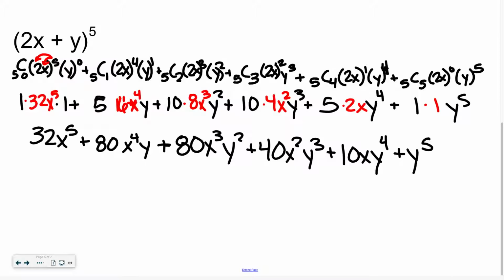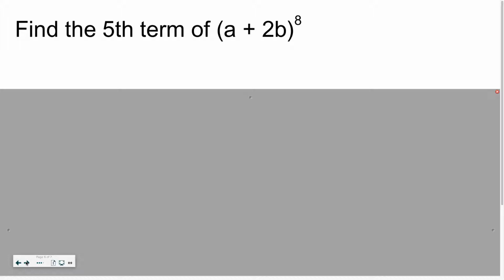Okay, now the last 3 examples are shorter. They're going to use the binomial theorem. And this is the case where knowing the binomial theorem has the combination out front is going to be super helpful, because we don't actually want to expand the whole thing. We just want to find a specific term. So we want to find the 5th term of a plus 2b raised to the 8th.